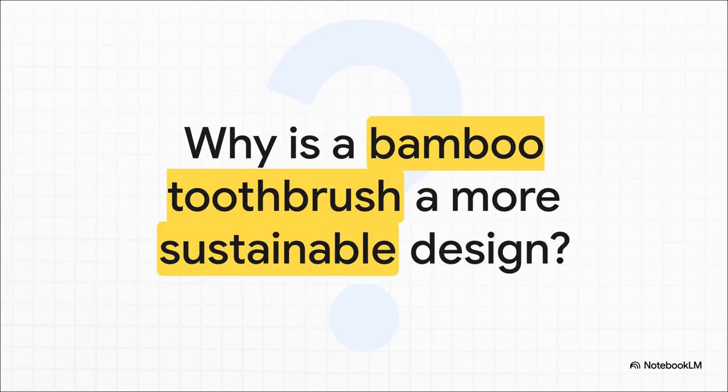So to wrap all this up, I want to leave you with a question. Using all the principles we just ran through, from the design process to the user to manufacturing and its end of life, why is a simple bamboo toothbrush a more sustainable design than a plastic one? Really think about it. The answer tells you everything you need to know about just how powerful this design gauntlet really is.